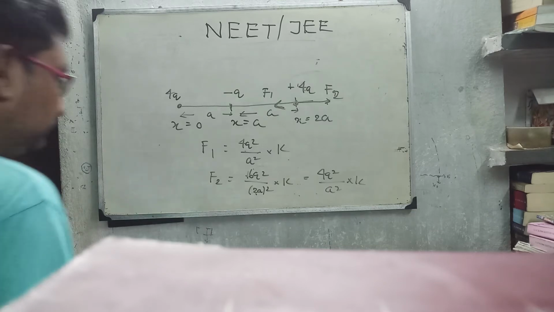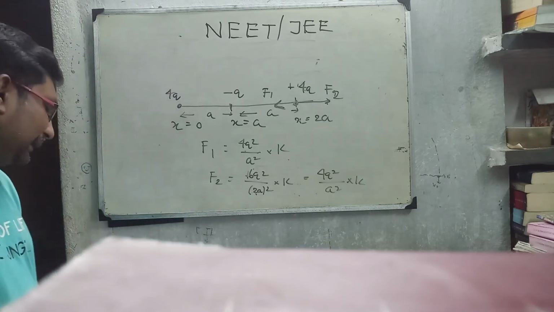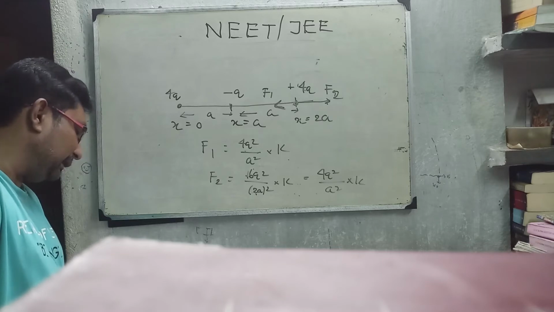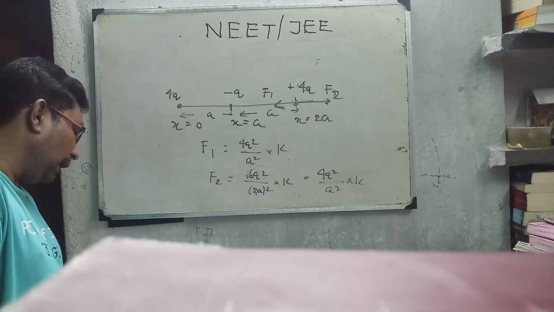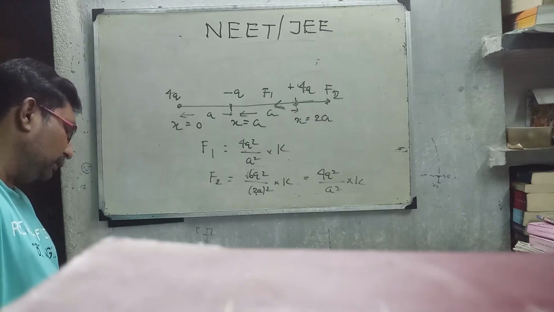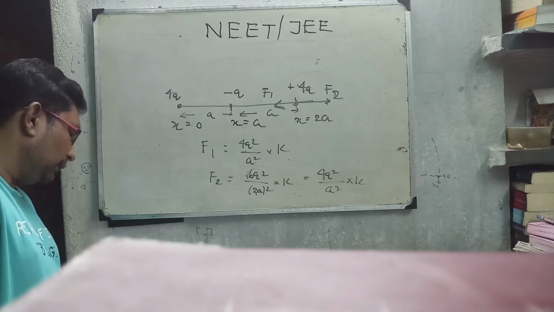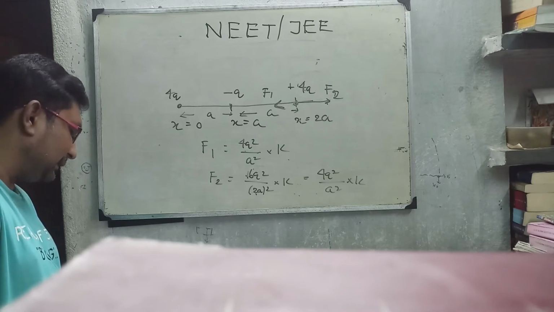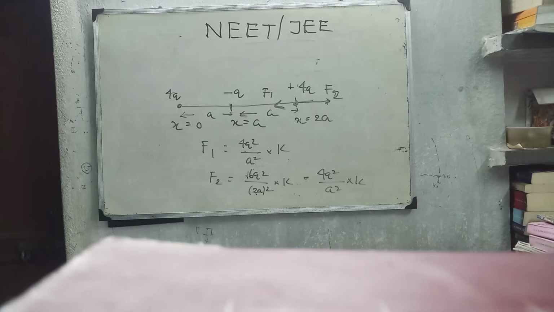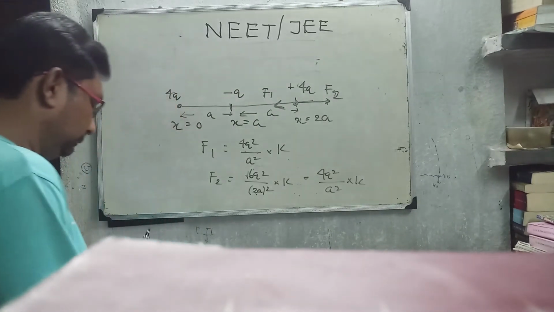Next question. There is an electric field in the x direction, most probably the positive x direction. If the work done in moving a charge of 0.2 coulomb through a distance of 2 meters along a line making an angle of 60 degree with the x-axis is 4 joule, then what is the value of E? Very easy.